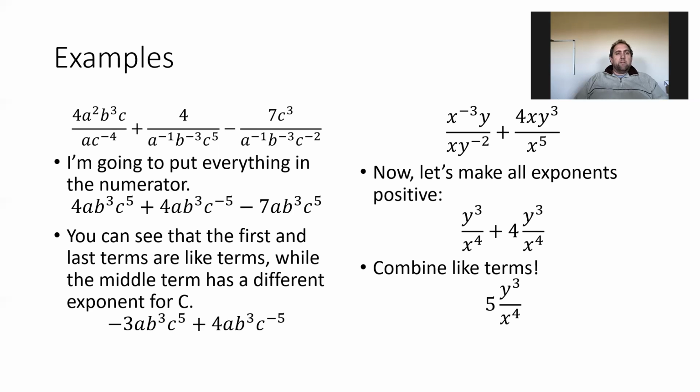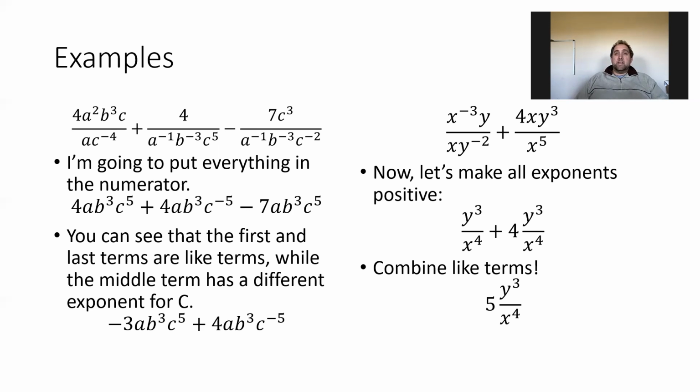So we have 4ab cubed c to the 5th, and we're subtracting 7ab cubed c to the 5th, so you end up with negative 3ab cubed c to the 5th, and then we can add in that 4ab cubed c to the negative 5th. Okay, does that make sense? Let me know in the comments if it's confusing.